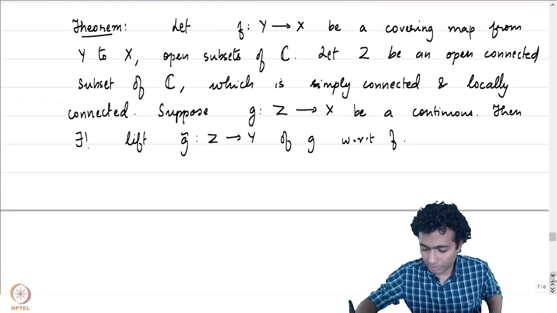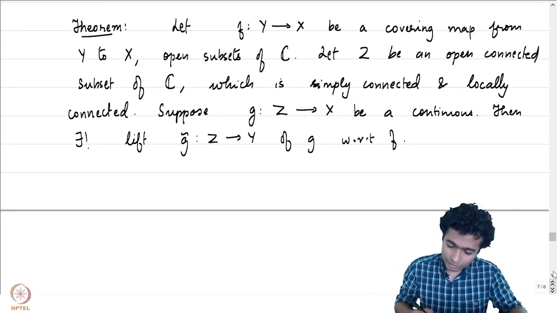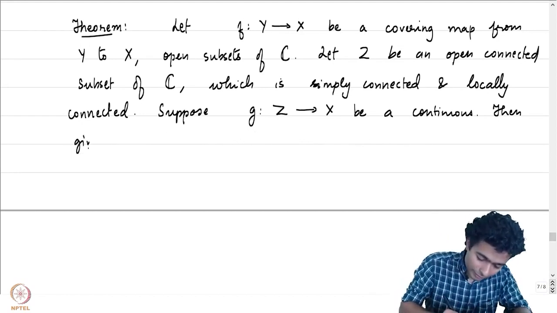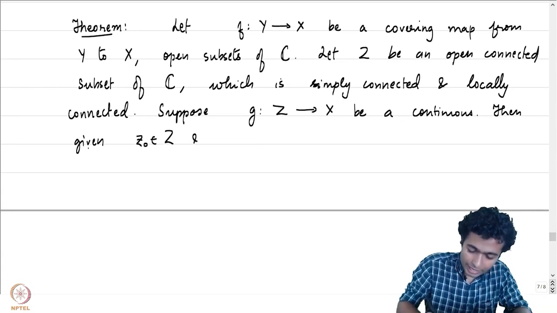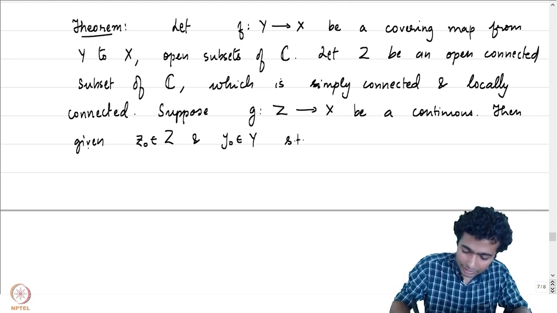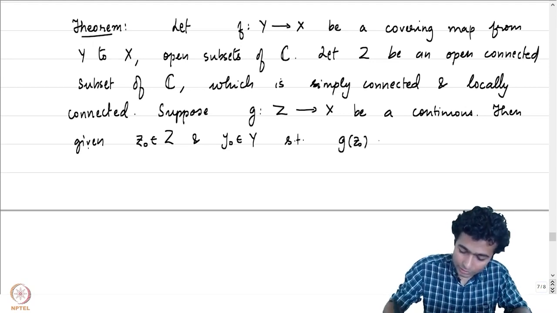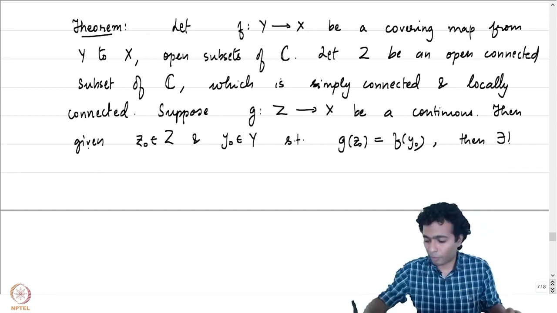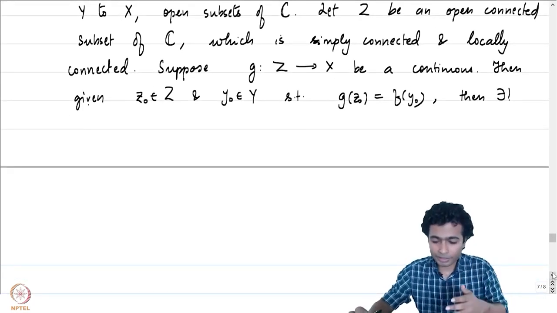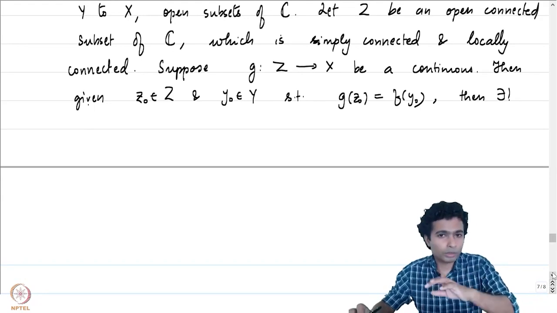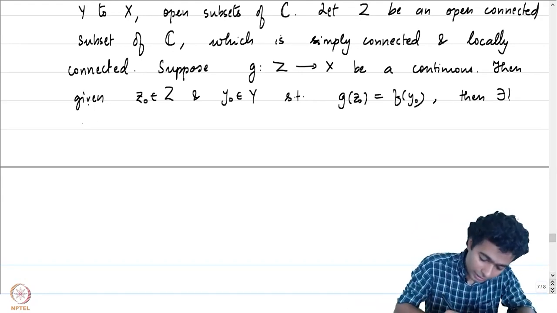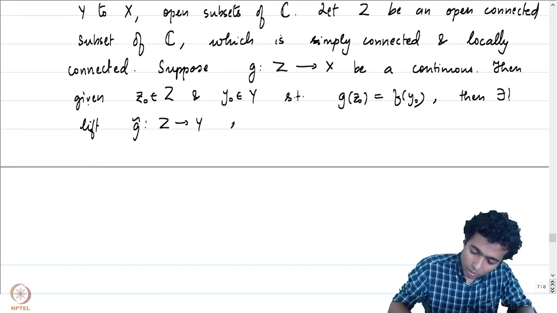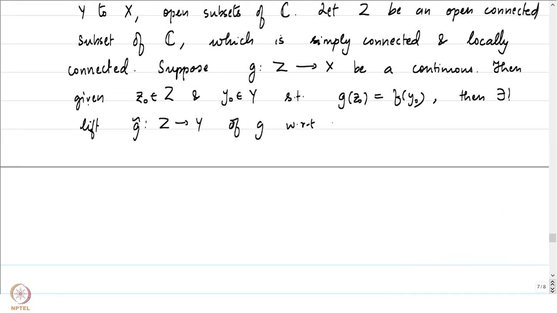Let me just draw the picture. Regarding uniqueness, maybe I should correct this a bit. Then given Z0 in Z and Y0 in Y such that G of Z0 is the same as F of Y0, then there exists a lift. Unless we mention one point where it can be sent to, it's not going to be unique. But the moment it is prescribed where a particular point goes, the lift is unique. That's something which we have already seen. And hence, there exists a unique lift G tilde from Z to Y of G with respect to F.